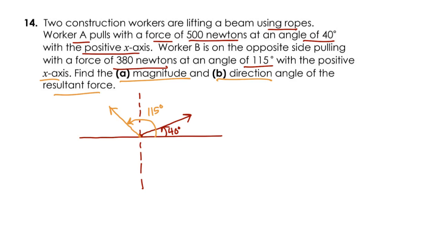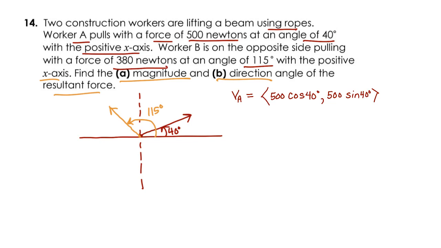Okay, so for worker A, we're going to call that our vector A. So over here to the side, I'm going to set up vector A, and that's going to stand for worker A. Oop, I need to put that in red. Sorry, guys. All right, so worker A, he is pulling with a force of 500 newtons. So we're going to have 500 times cosine of 40 degrees. And then we're going to also have 500 times sine of 40 degrees.